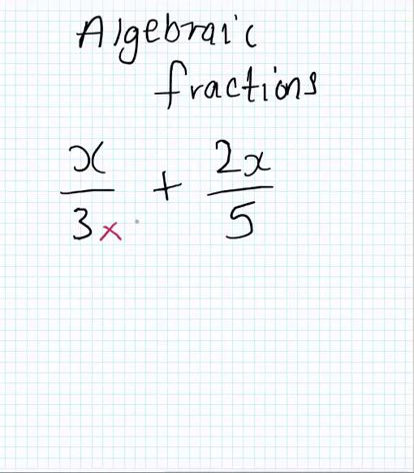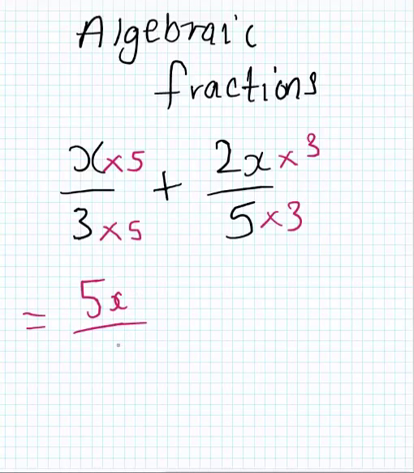So I'll just times 3 by the 5 and 5 by the 3 to give me 15. But what you do to the bottom, you must do to the top. So times by 5 there and times by 3 there. So we're left with x times 5 is just 5x over 3 times 5 is 15, plus 2x times 3, well 2 times 3 is 6 and the x just sits there, over 15.